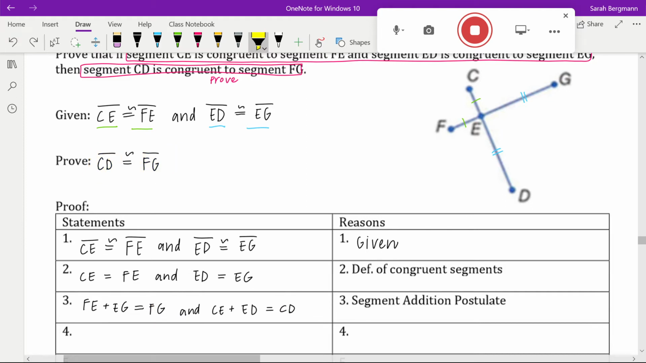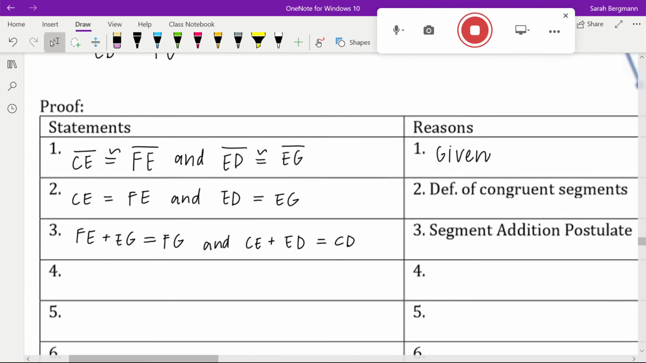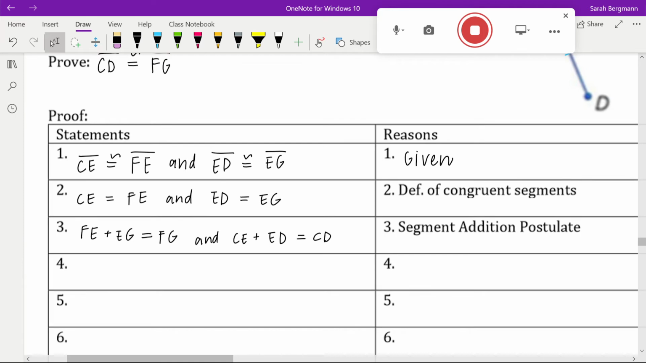All right, how am I going to get CD and FG congruent to each other? Well, it's important to plan ahead in your proofs. When I'm thinking ahead, I know that if I can get CD equal to FG, it will be very easy to say that they are congruent. So my goal here is to somehow get CD equal to FG. Looking at what I have, I see that FE and CE are actually equal. I put that right here.